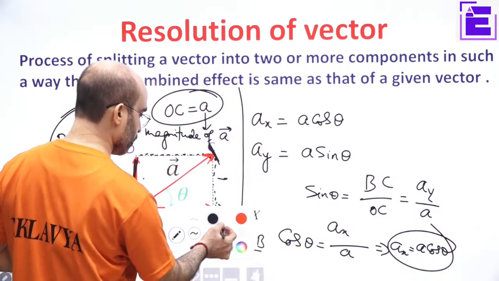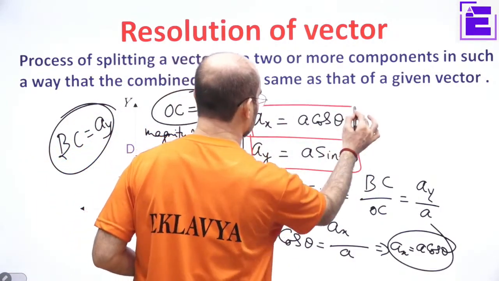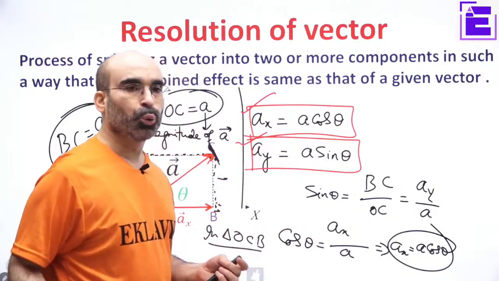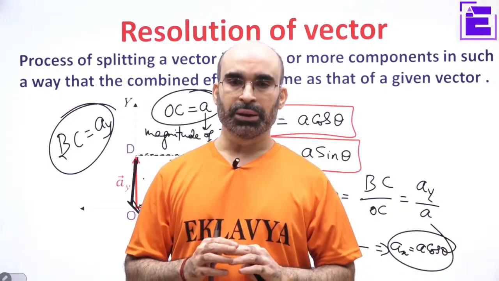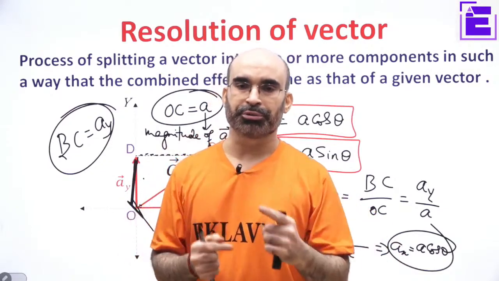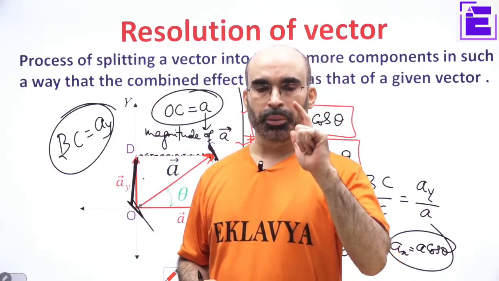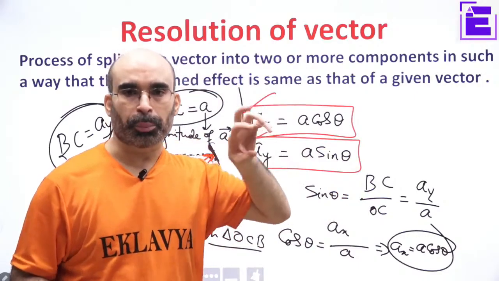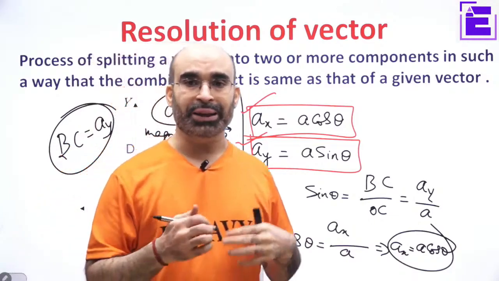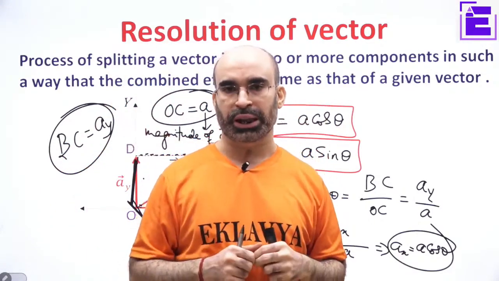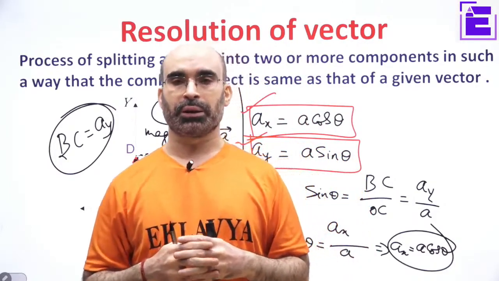Ay equals this, Ax equals this. So this is how we split a vector. Right? So the basic idea, you got it. Resolution of vectors means splitting a vector into components. And how to get that component would be based upon what angle it is making with the x-axis, y-axis, whatever axis you are taking, along which you are required to find out the component.